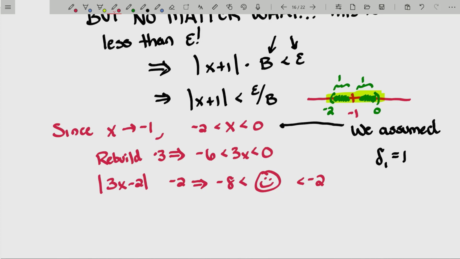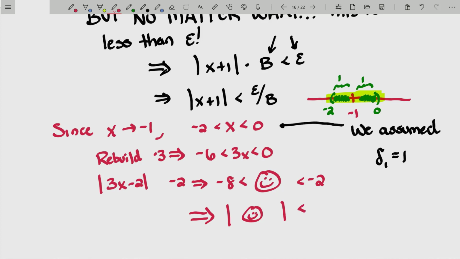Tell me, just think to yourself or shout it out at the computer. How large is the absolute value of happy face? How large can it be? Well, if you take the absolute value of -2, that's 2. If you take the absolute value of -8, that's 8. The absolute value of happy face is between 2 and 8.